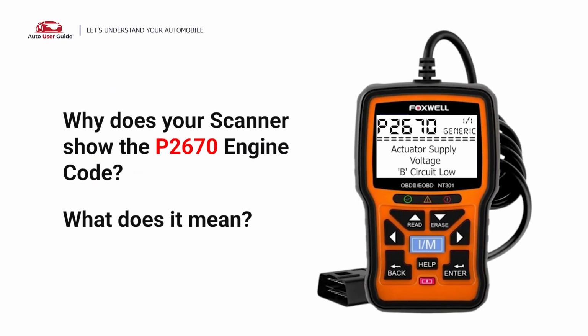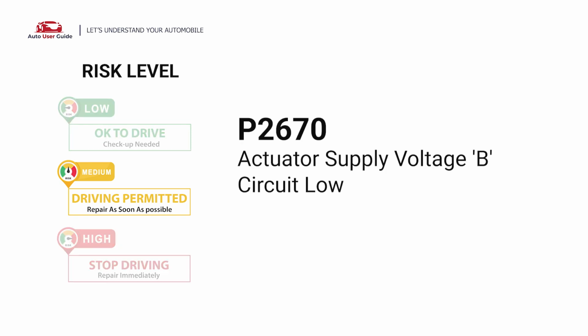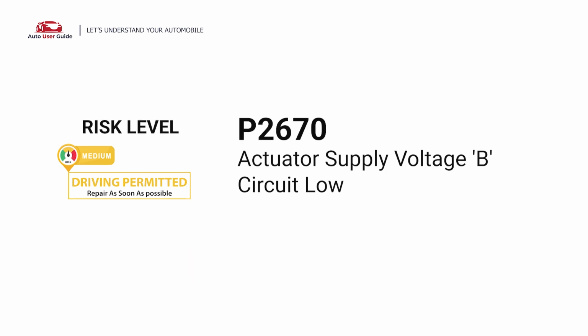Why does your scanner show the P2670 engine code? What does it mean? P2670 is a diagnostic trouble code for actuator supply voltage B circuit low.